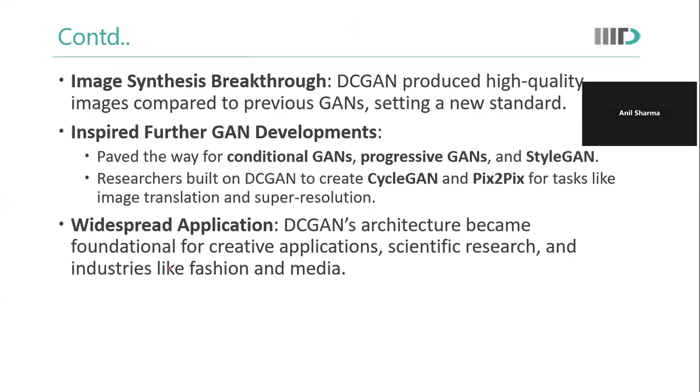So DCGAN produced high quality images compared to the previous GANs and set a new standard. This inspired further developments in GANs. For example, conditional GAN, progressive GAN, style GAN, cycle GAN, and pix2pix GAN were developed based on this. We'll also see these in the next lecture. They did very well in image translation and super resolution as well. There is a widespread application of DCGAN for creative applications, scientific research, and industries like fashion and media. There is a lot of use of GANs in fashion and media.